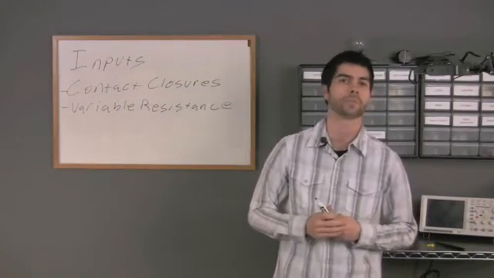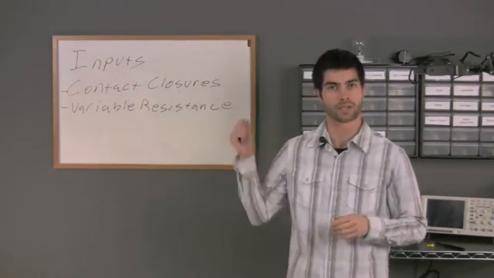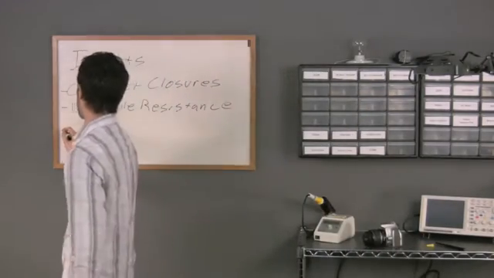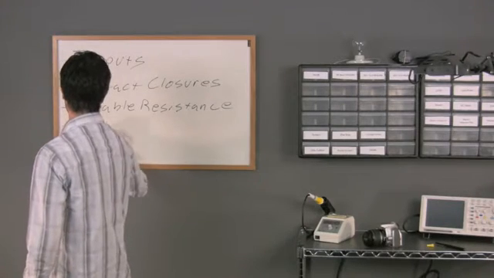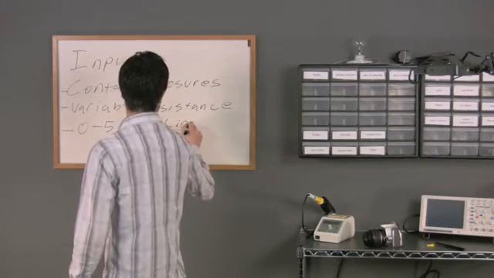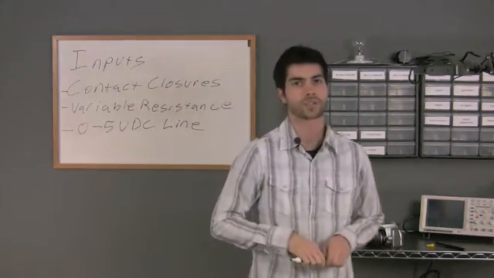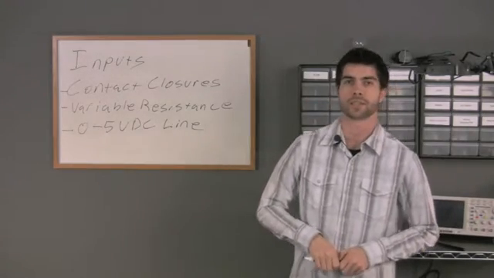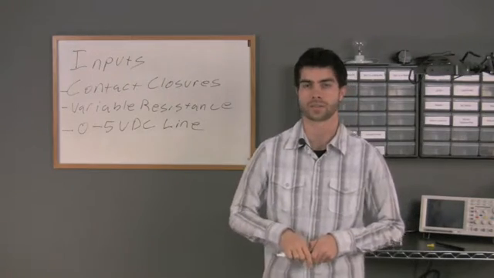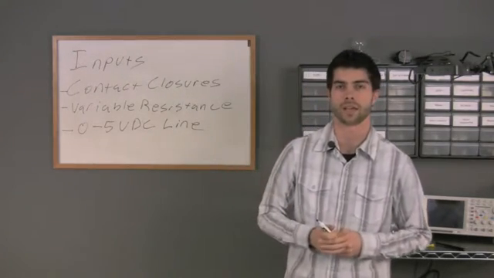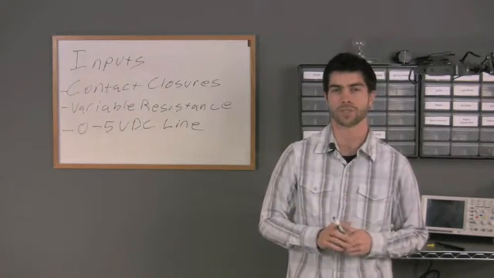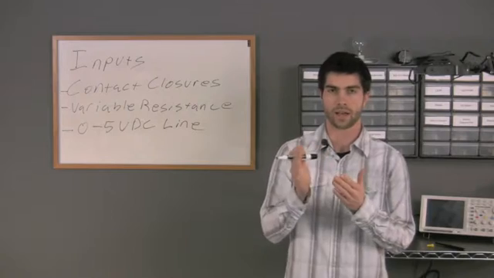Okay, so that's a variable resistance output sensor being attached to an input. Now you can also attach a 0 to 5 volt DC line. Some sensors generate 0 to 5 volts DC. A lot of PLCs and things like that have 0 to 5 volt TTL lines. This is also a valid input for the reactor. If you apply a 0 to 5 volt DC line to it, it can read that line.